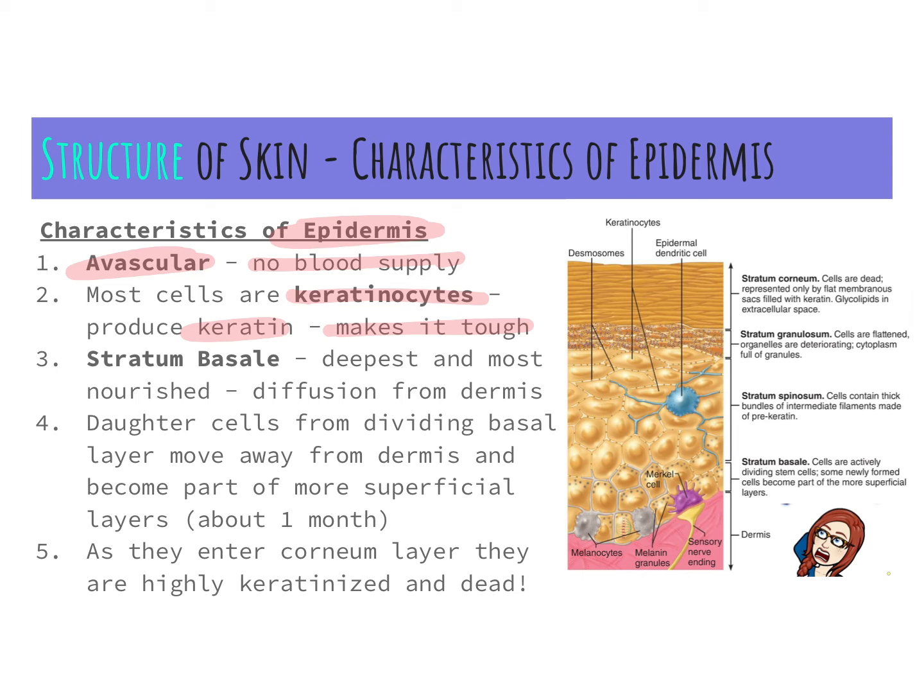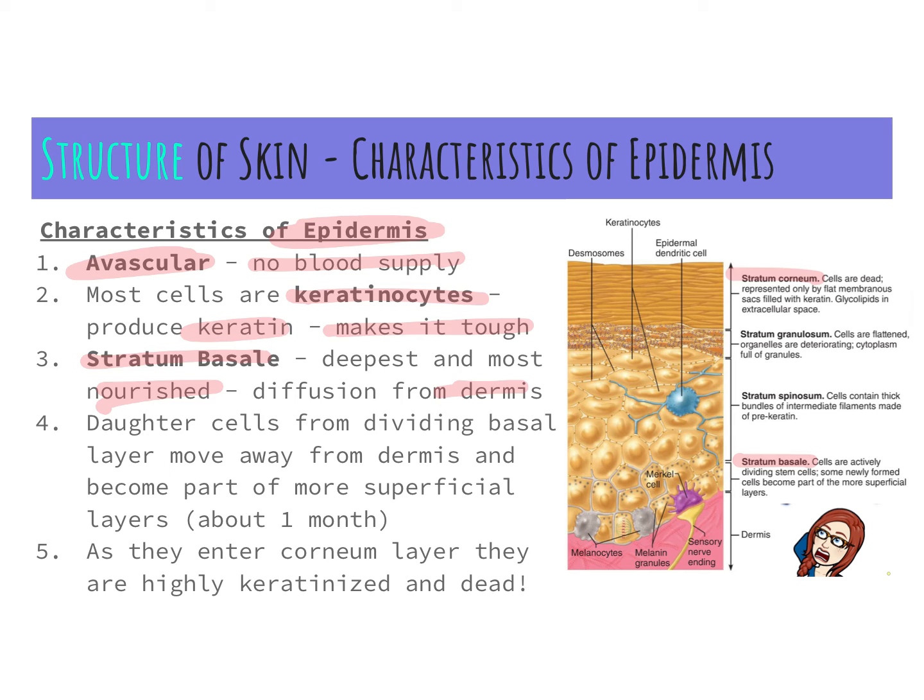You can see there are several layers to the epidermis. You can see the stratum corneum is the most superficial layer. The stratum basale is the deepest layer. The stratum basale is the most nourished because it is closest to the dermis, which is where the diffusion of the nutrients is coming from, where the blood vessels are.